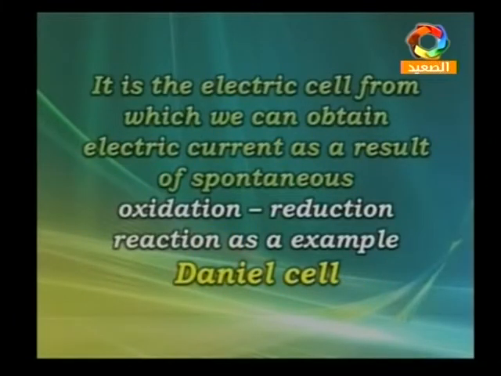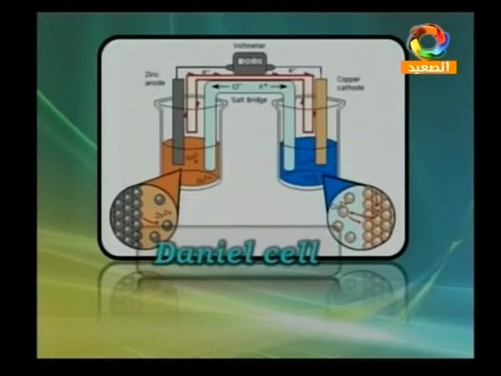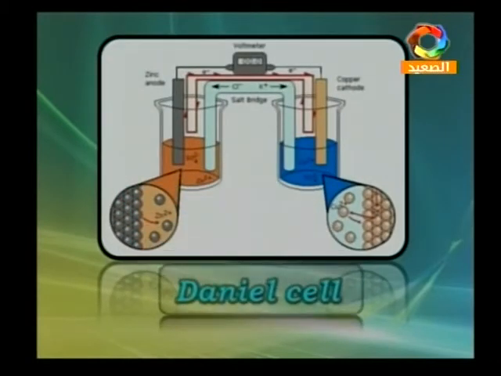So here again, it's the electric cell, the Daniell cell or the galvanic cell. It is an electric cell from which we can obtain electric current as the result of a spontaneous oxidation reduction reaction. As an example of a galvanic cell, the first one is the Daniell cell. This is the picture that represents the Daniell cell.